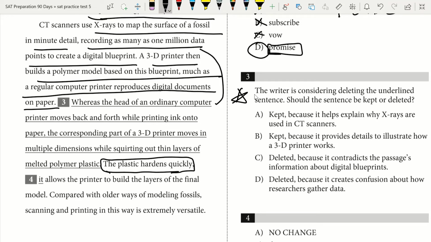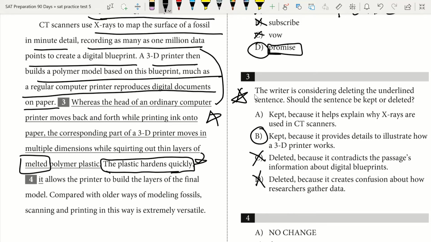So I'm going to take a look at this sentence and see if it says something like that. We have: whereas the head of an ordinary printer moves back and forth while printing ink onto paper, the corresponding part of a 3D printer moves in multiple dimensions while squirting out thin layers of melted or soft polymer plastic. That plastic hardens quickly. I have to include it for sure, because otherwise my next sentence is going to make zero sense. So definitely kept. Why is it going to be kept? Well, it's providing details that illustrate how that 3D printer works.